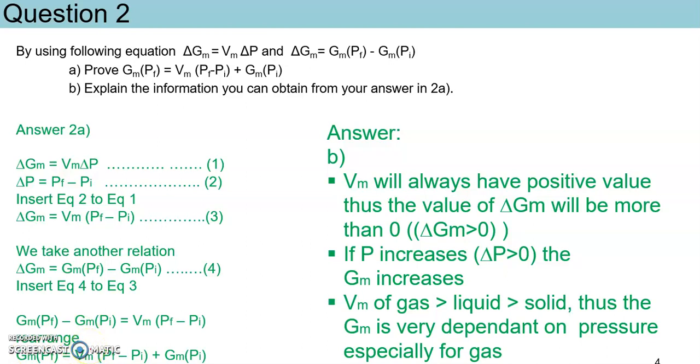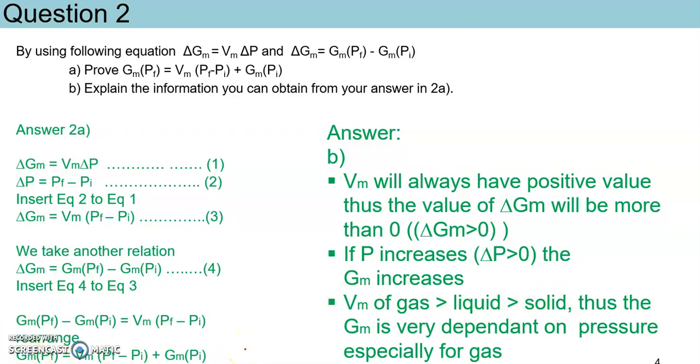So we can state that the Gm will be more than 0. So as our volume increases, the Gm will increase too. Besides, we can state that if P increases, if delta P is more than 0, it means that P final is larger than P initial, so it will make delta P more than 0. Our molar Gibbs energy will be increased too.